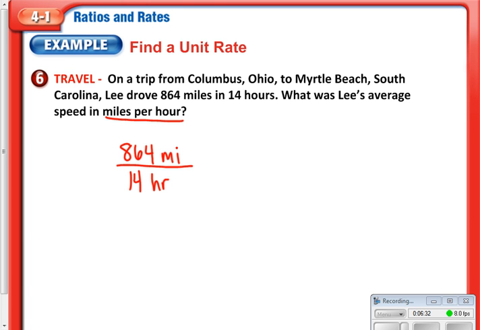Divide here. Now when you do your division, you'll see that we don't get a whole number. So go ahead and round. Keep at least a decimal point. So we can round here, and he is at approximately 61.7 miles per hour.